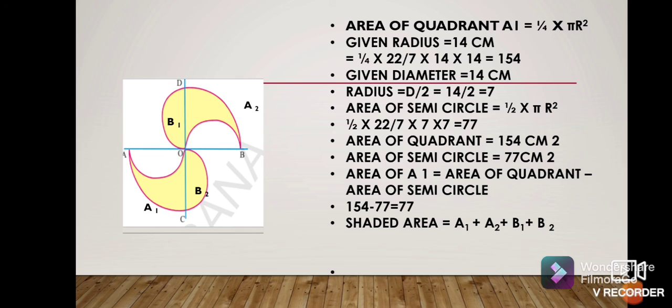Then A2 no need, just you can write the same value. A1 is equal to A2 here, and we should add A1, A2 and B1, B2. Okay, so A1, A2, B1, B2. A1 and A2 are the area of the quadrant minus the area of the semicircle. Okay, and B1 and B2 are what? Areas of the direct semicircles. So that's why you can add all the things which are all equal to 77. Okay, 77 plus 77 plus 77 plus 77, then we get 308 centimeters square.